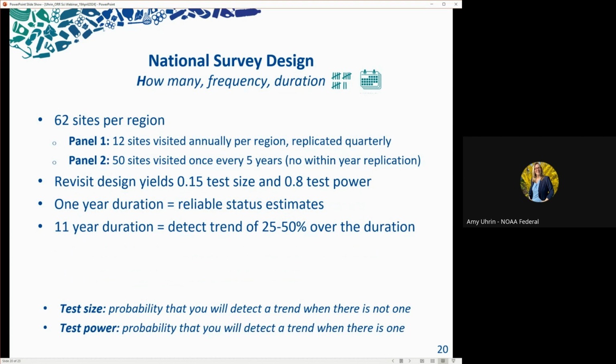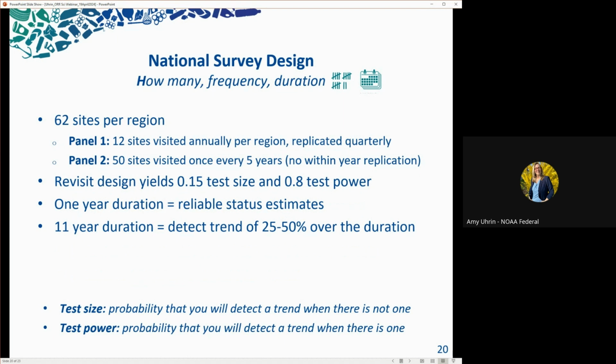So let me skip back to the second bullet, test size, test power. These are the statistics that tell you basically what is the acceptable level of error that you're willing to accept when you're looking at this change over time. And so in terms of test size, the 0.15 probability means we have a 15% chance of concluding that the change we detect in debris load is true when it's not. So basically, oops, we made a mistake. So we've got a 15% chance of saying, oh, we noticed a change of 20% or more, but it might not be correct.